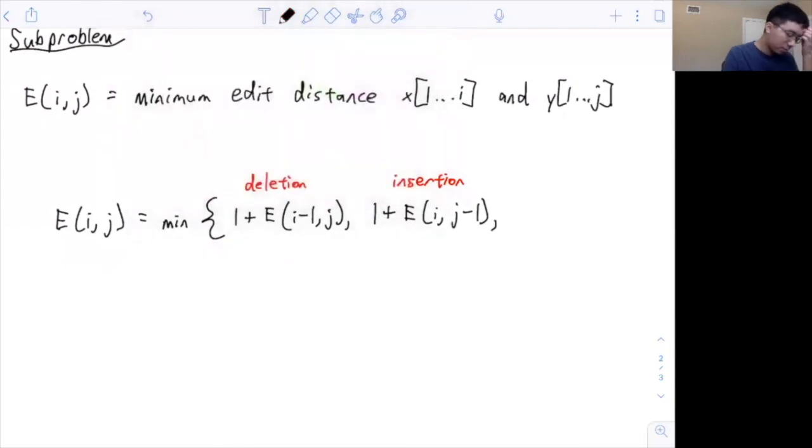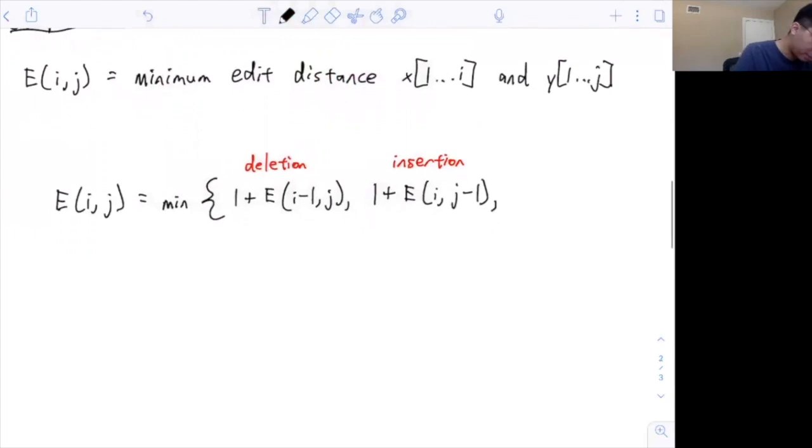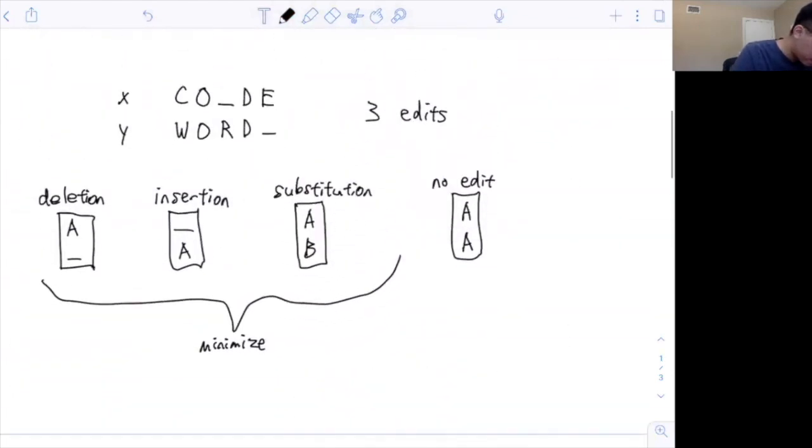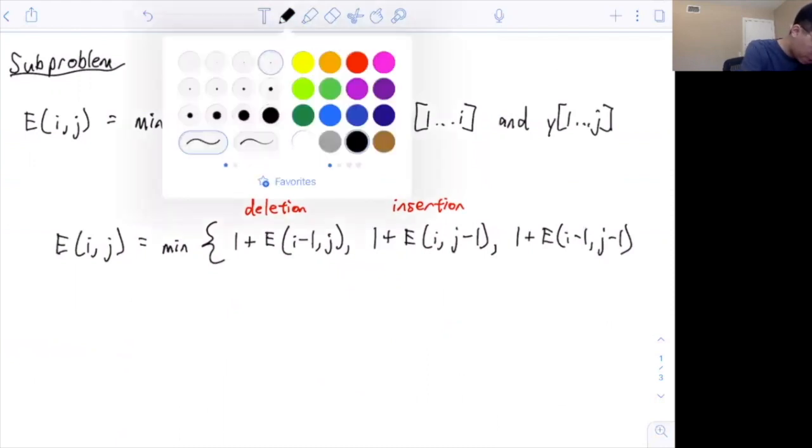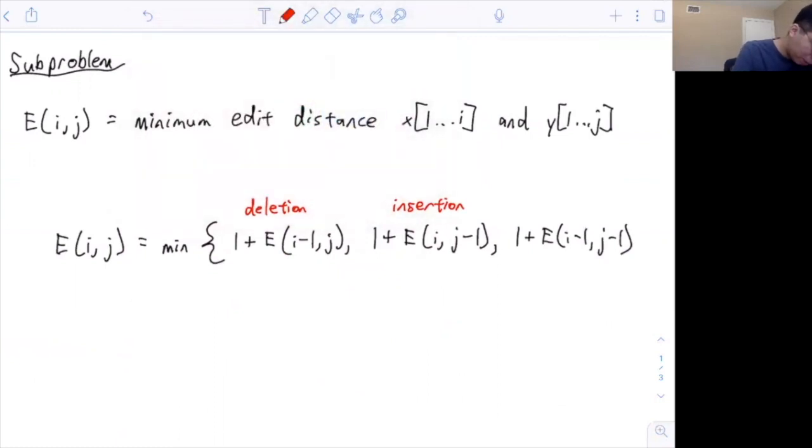And then what we also have is substitution. A substitution also uses one edit. When we substitute the next character of x into the next character of y, the previous subproblem would be both substrings minus the character that we just substituted. So it would be 1 plus E of i minus 1 and j minus 1, where this is a substitution.